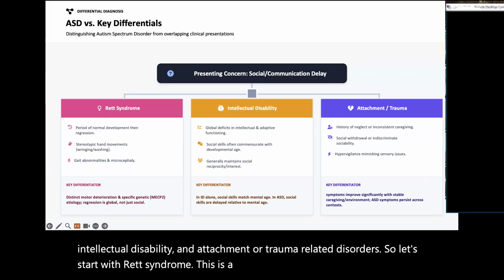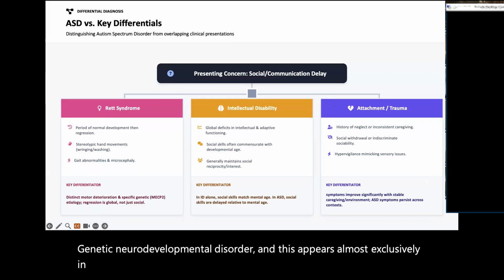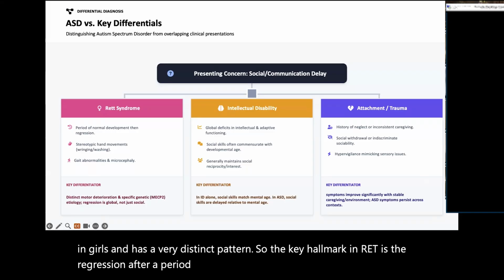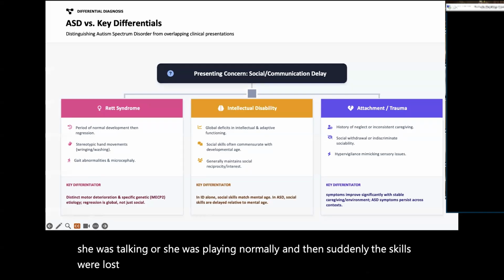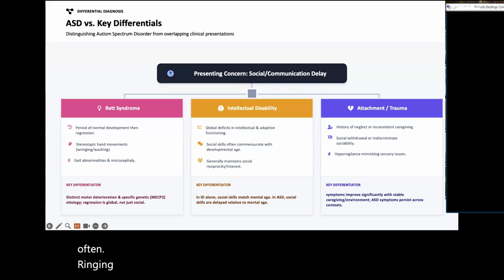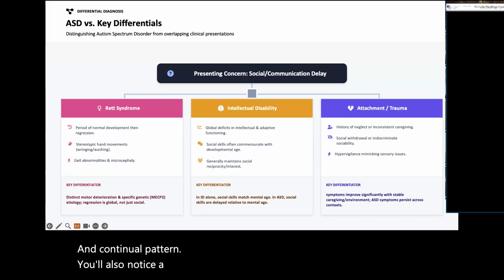This is a rare genetic neurodevelopmental disorder, and it appears almost exclusively in girls and has a very distinct pattern. The key hallmark in Rett is regression after a period of normal development. A parent will tell you she was talking or playing normally and then suddenly the skills were lost. You want to look for stereotypic hand movements, often wringing or washing motions of the hands in a rhythmic and continual pattern. You'll also notice microcephaly and some gait abnormalities that may emerge over time.